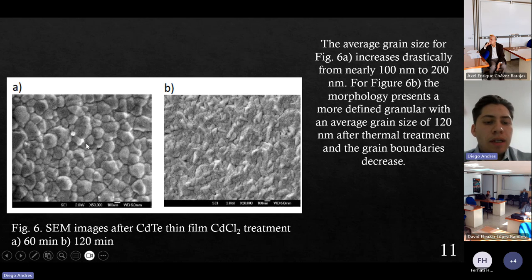Now afterwards, after the annealing treatment, we saw a drastic increase in the grain size for the 60 minutes cadmium telluride thin films, which exceeded almost 200 nanometers in size. Whereas for the 120 minutes of deposition time for cadmium telluride, we still saw different grain sizes, not as homogeneous as the 60 minutes deposition time layer of cadmium telluride.